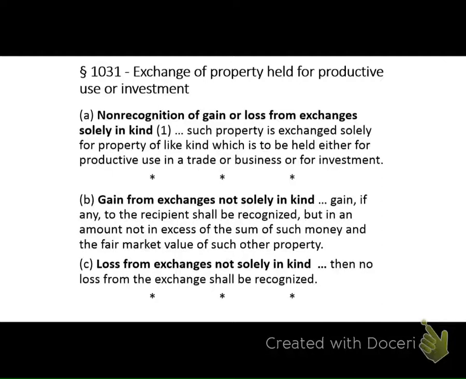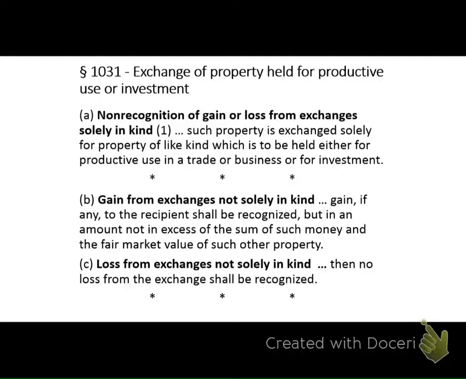For party B, who's using the property for personal reasons, for personal use, whether or not they use the new property that they received for productive use in a trade or business or for investment, because the property that they held before was for personal use, automatically they have a recognition gain. They recognize their gain here.